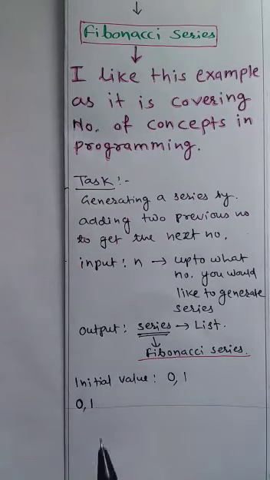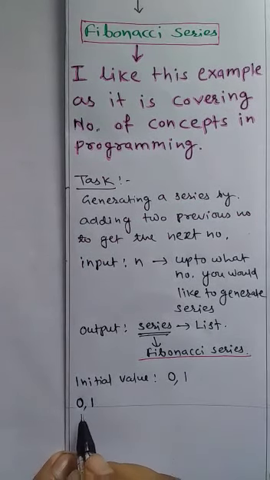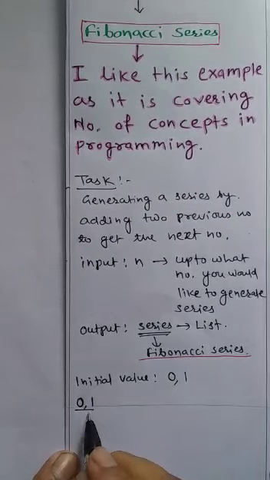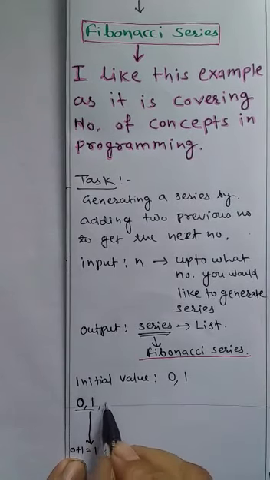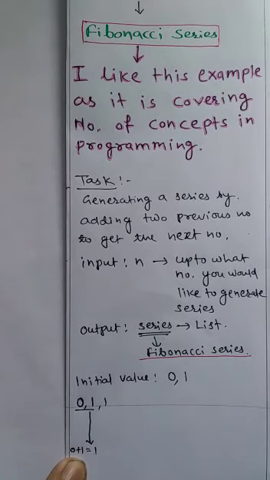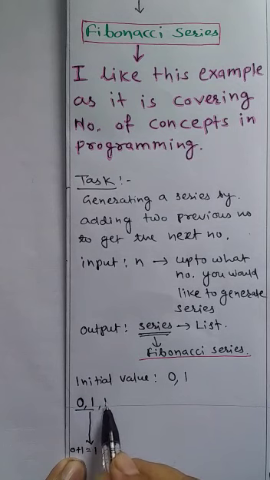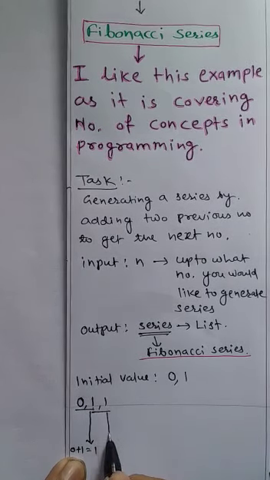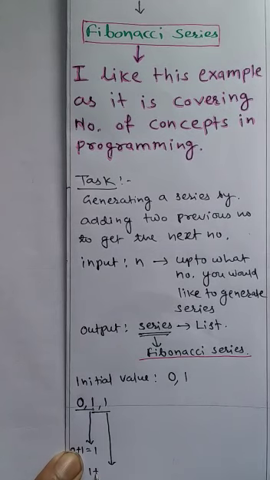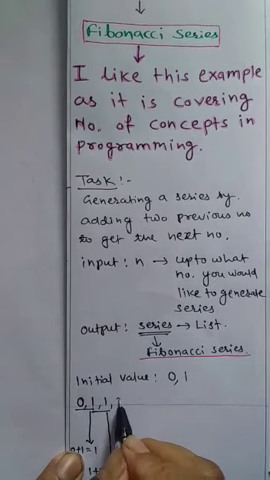So the initial two numbers are given as 0 and 1. Now what do we have to do? We have to add these two. So what will I get if I add 0 plus 1? I will get the value 1. Now this 1 will be added to the list. Now further, which are the last two numbers now? 1 and 1. Take these two numbers and add them. After adding, what will I get? 1 plus 1, I will get 2. Now the next number in the series is 2.